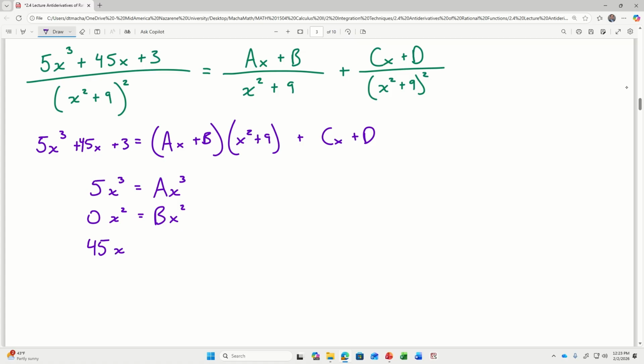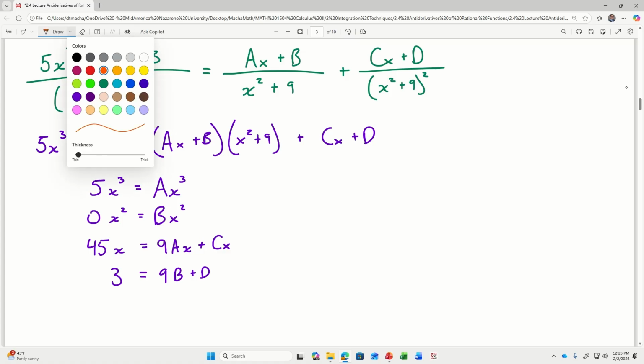On the left side, we have 45x. And on the right side, I can get x from 9ax and what else? Cx. And then the last thing is the constant term. So I set 3 equal to the constant term on the right side, which is what? There we go.